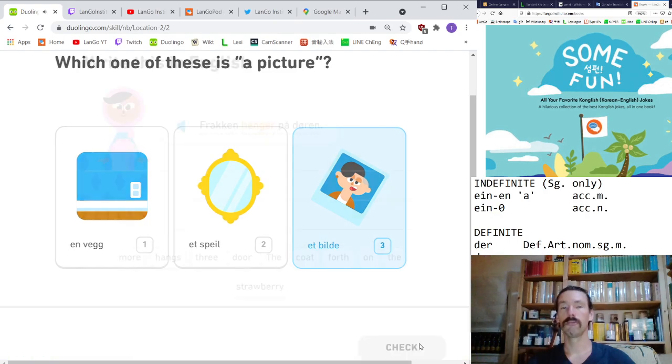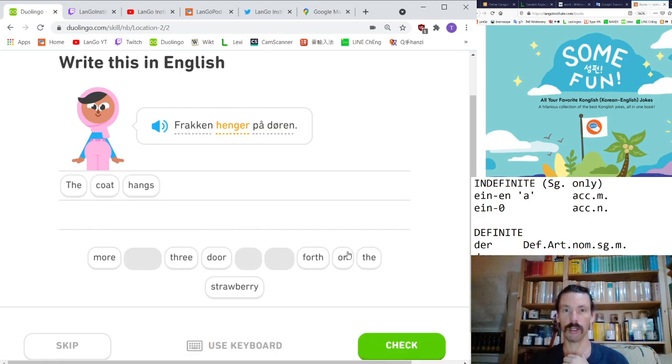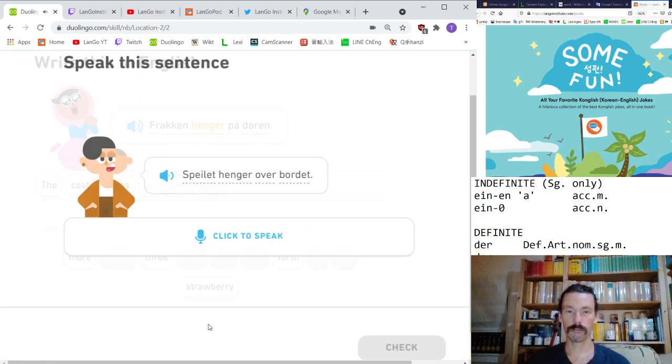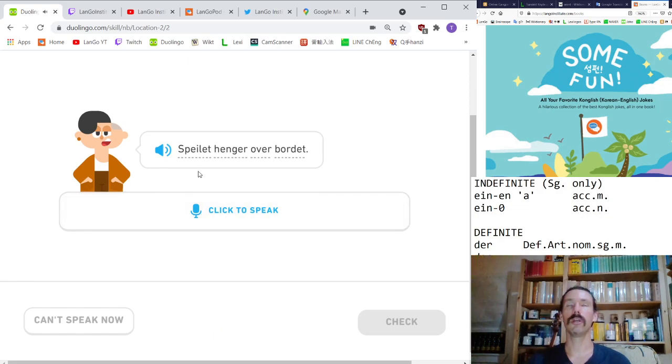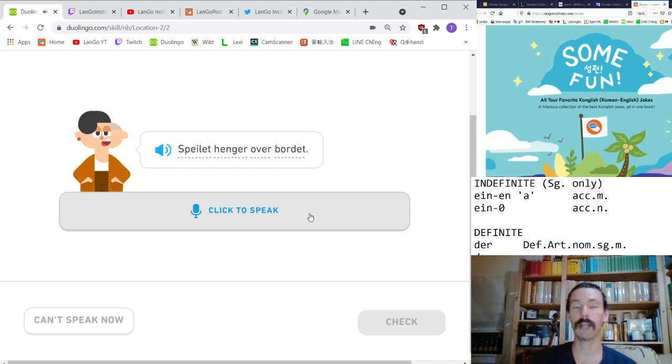Et speil, with lowering of the nucleus. Et bilde. Frakken henger på døren. Frakken is a coat. Henger på døren. Henger with a strong upward leap there. The coat hangs on, på means upon, døren, the door, definite. Speilet henger over bordet. The mirror, neuter here, masculine in German, which is common if it's a loan word, as this one is. Speile is hanging above the table.